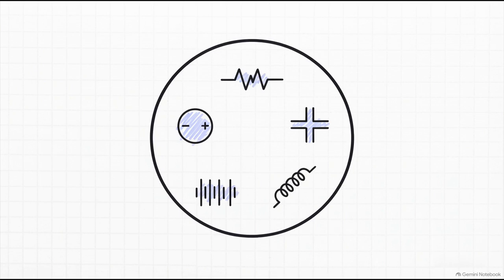And finally, our active elements that actually bring the system to life. The voltage source, maintaining a specific voltage, and the current source, maintaining a specific current. Remember, as amazing as these individual pieces are, they do absolutely nothing until they're linked together.